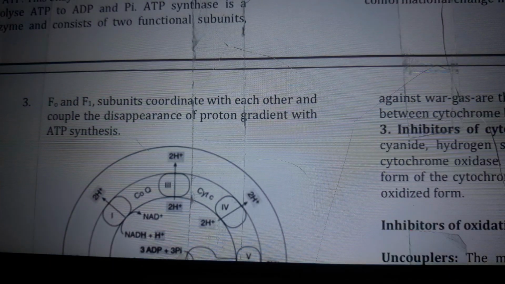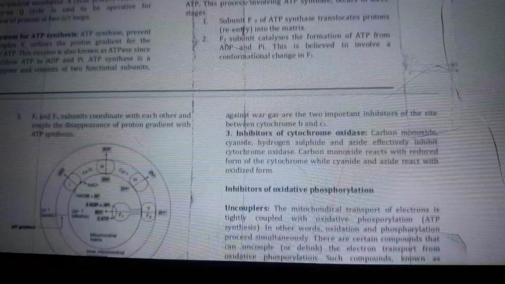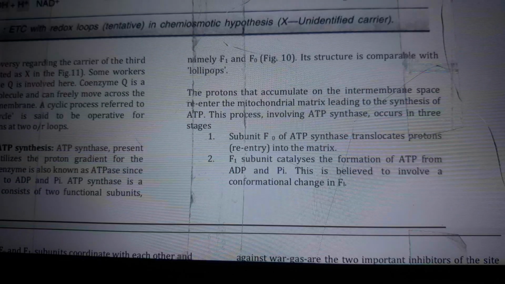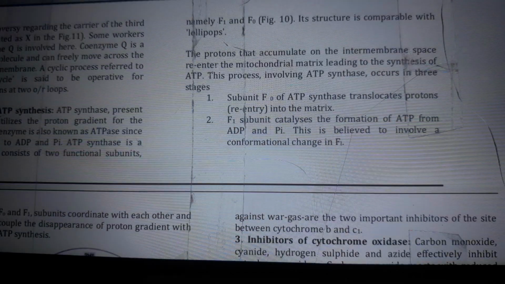Enzyme system for ATP synthesis. ATP synthase present in complex 5 utilizes the proton gradient for the synthesis of ATP. This enzyme is also known as ATPase since it can hydrolyze ATP to ADP and Pi, that's inorganic phosphate. ATP synthase is a complex enzyme and consists of two functional subunits, namely F1 and F0. Its structure is comparable with a lollipop. We mentioned this before, so it's good for a recap.